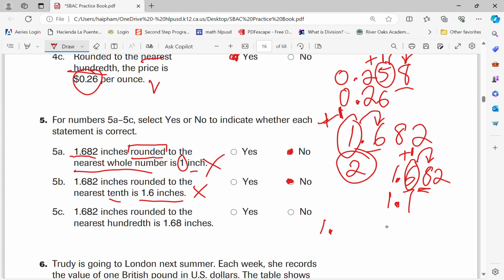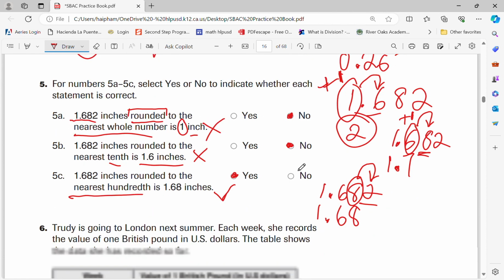We have 1.682 again. This time we are going to round to the nearest hundredths place. Circle the 8, that's in the hundredths place. Underline the 2, the thousandths place. The 2 is a baby. When it's 4 or less, we refer to it as a baby. 4 or less, let it rest. The rounded number rests. So I will have 1.68, which matches well with the statement, making that statement true.